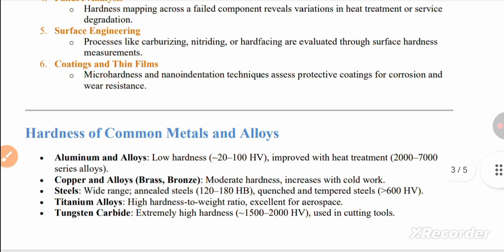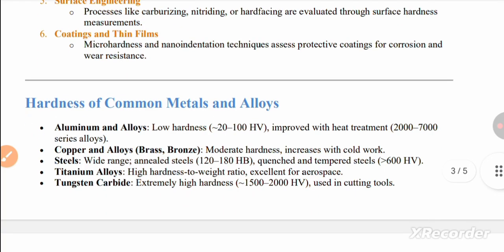Hardness of common alloys and metals. Aluminum and alloys. Low hardness, 20 to 100 HV. Improves with heat treatment, 2000 to 7000 series alloys. Copper and alloys, brass, bronze. Moderate hardness, increases with cold work.